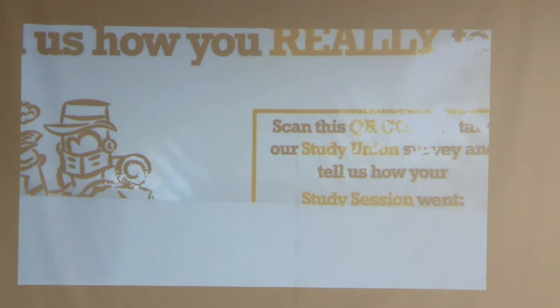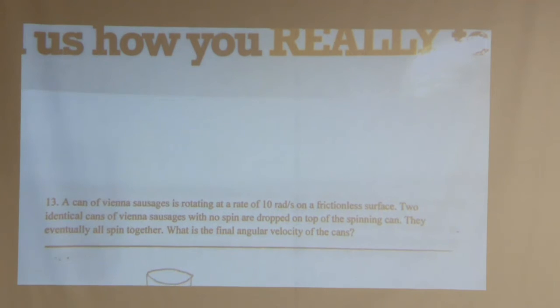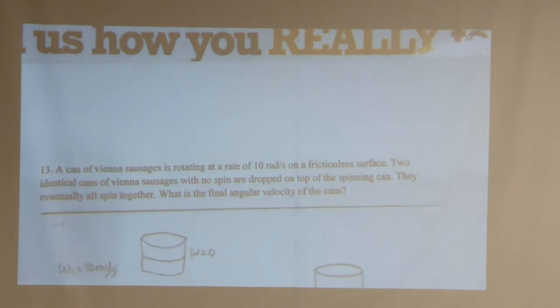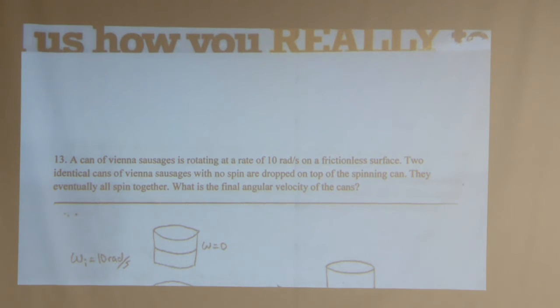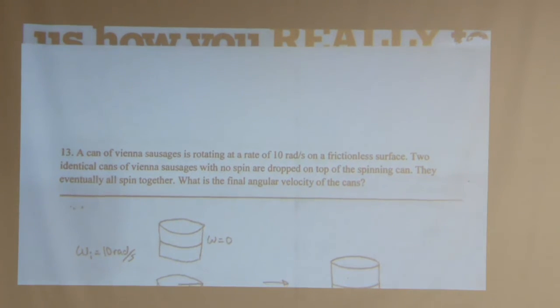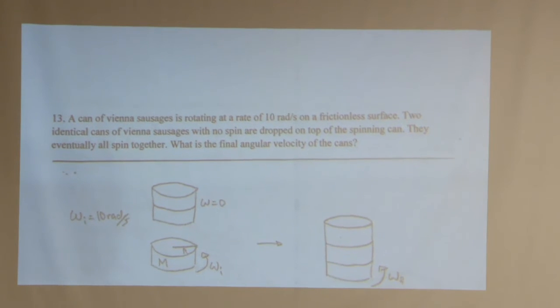All right, so I think we have 2 more angular momentum problems. A can of Vienna sausages is rotating at a rate of 10 radians per second on a frictionless surface. 2 identical cans of Vienna sausages with no spin are dropped on top of the spinning can. They eventually all spin together. What is the final angular velocity of the cans?